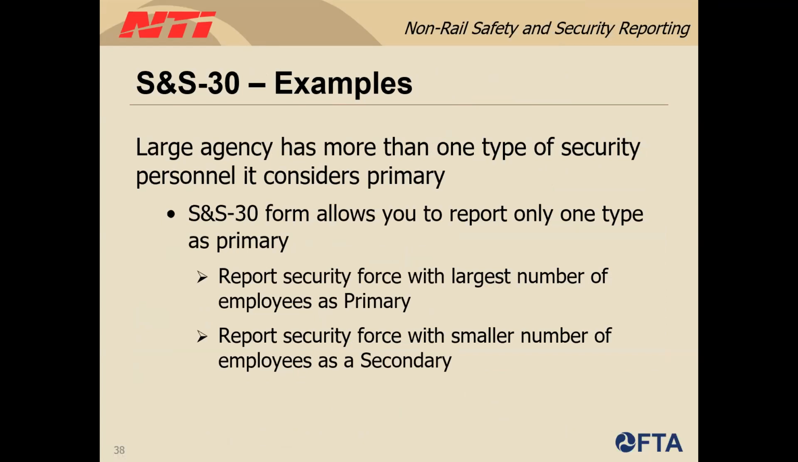NTD allows for only one primary personnel type. If your agency has more than one type of security personnel it considers primary, report the security force with the largest number of personnel as the primary and the smaller force as the secondary. For further information, you can look at the SNS 30 guidance in our Safety and Security Policy Manual, which is available online, or of course you can ask your safety analyst for assistance.